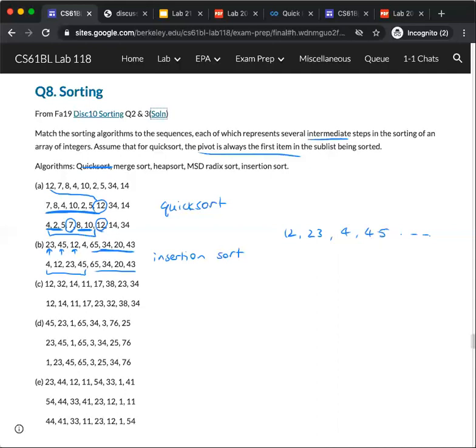Okay, we're still looking at 4. Is 4 greater than its left element now? No. Okay, so now switch those two. Is 4 greater than its left element now? Still not, and so we know that 4 is going to be the first element of this array.